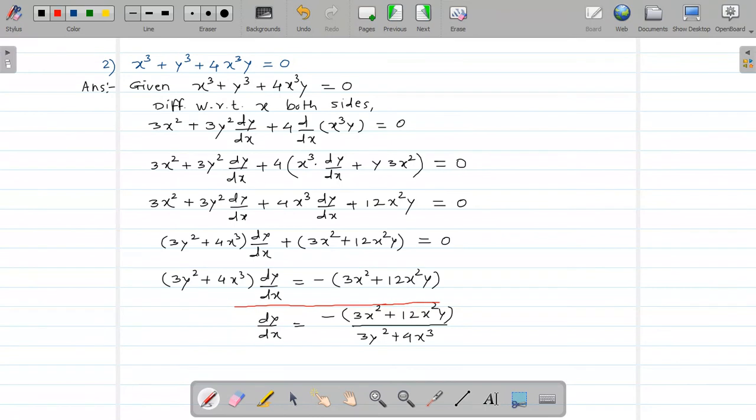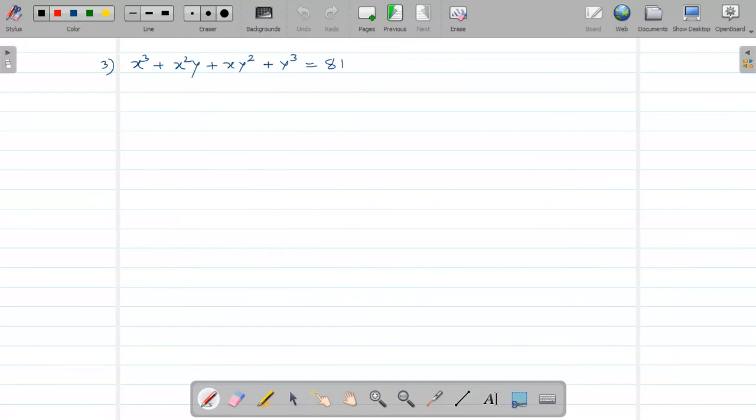Now see this, how will you get the derivative of the given function? Okay, so you can keep this as a final answer. Now see the next, number 3. It is given that x cube plus x square y plus xy square plus y cube is equal to 81, and we have to find dy by dx.